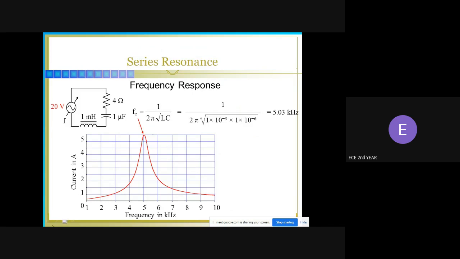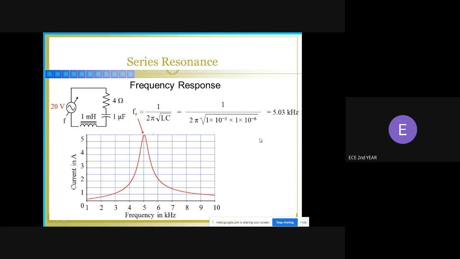Now we can draw the graph. This axis is 0, this is current I, and this is frequency. As the frequency is increasing, at 5.03 here, we get the resonance frequency F_r equal to 5.03 kilohertz. In this condition, XL equals XC.